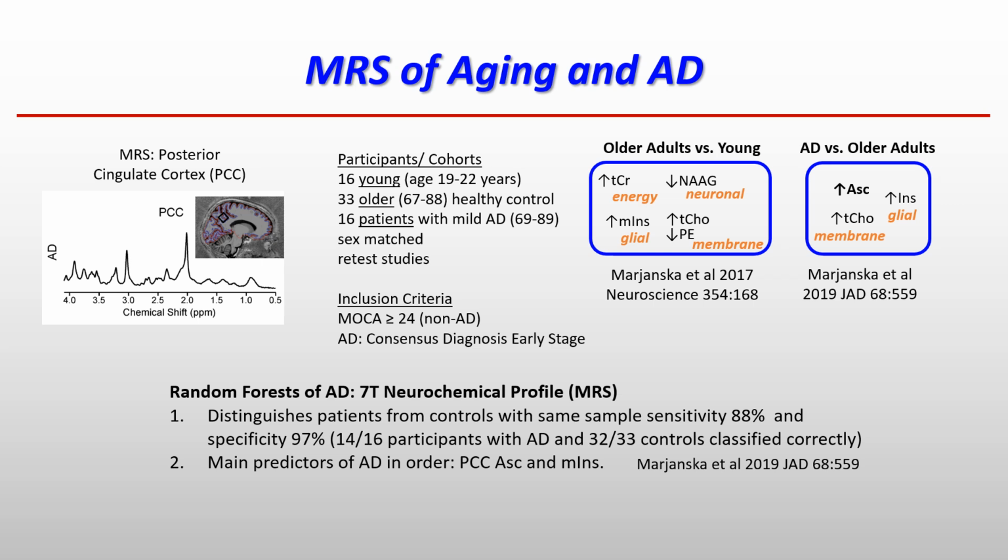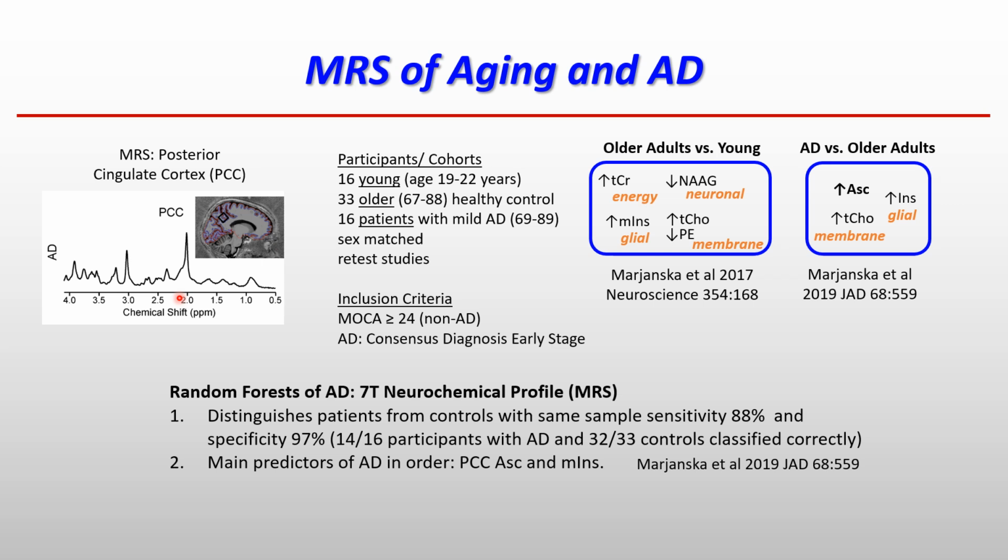To set the stage, I need to tell you about my published findings from 7 Tesla MRS of aging in Alzheimer's disease. We applied 7 Tesla MRS to measure the 14 neurochemical profile in the human cortex in aging and in Alzheimer's disease. We studied the posterior cingulate cortex brain region because in AD, the PCC has plaques and tangles, reduced glucose metabolism, decreased perfusion, and weaker default mode network connectivity. Spectral quality was consistently high in all cohorts.